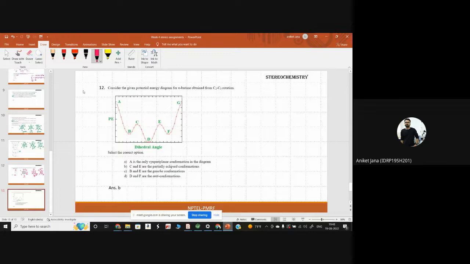So this is our last question of today. Consider the energy profile diagram of n-butane from the C2-C3 rotation. So what is this? Which kind of structure does A represent? Eclipsed. Exactly, this one, right? And then B, gauche.